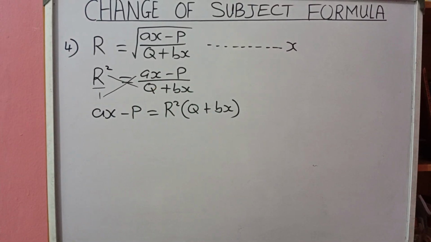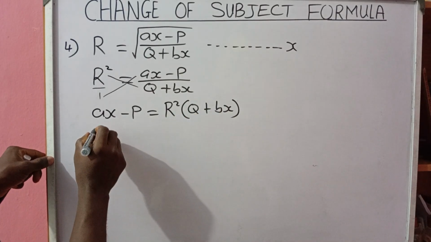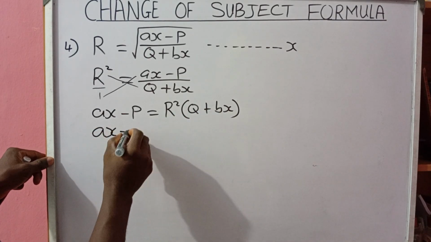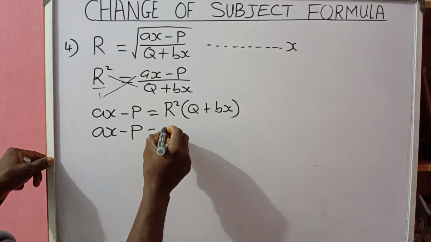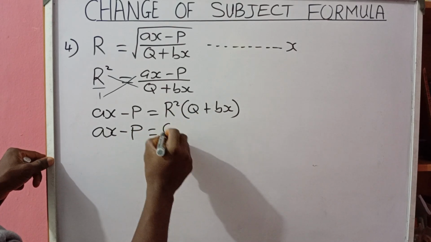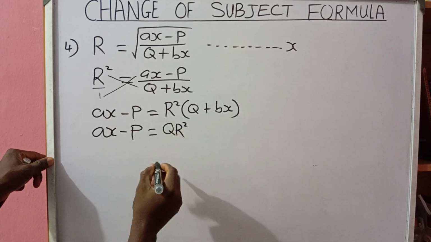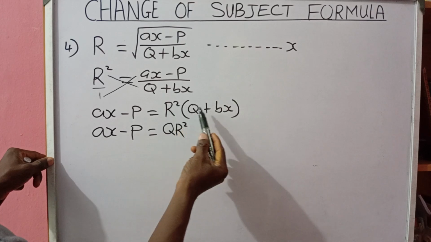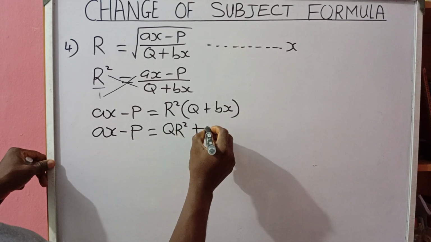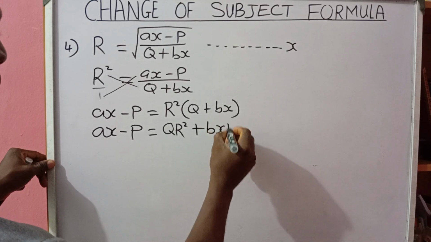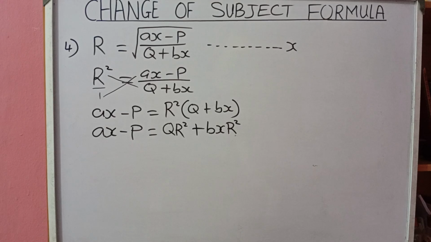All right, so we move ahead. That is to open this bracket that we have here. That becomes ax minus b is equal to r squared times q, which will give us what? Qr squared, or r squared q. Then r squared multiplied by bx will give us plus bx r squared. I hope this is getting interesting.